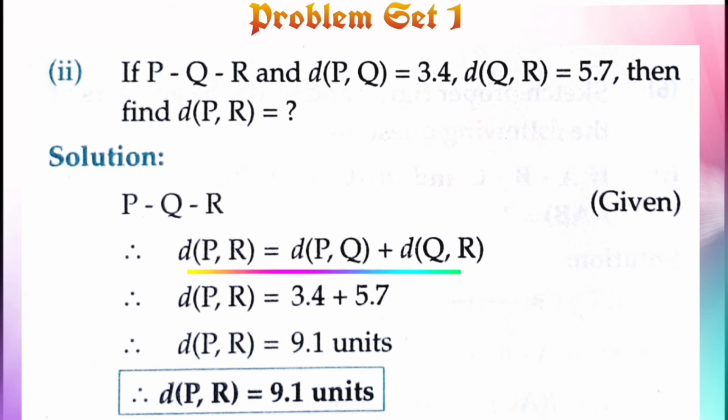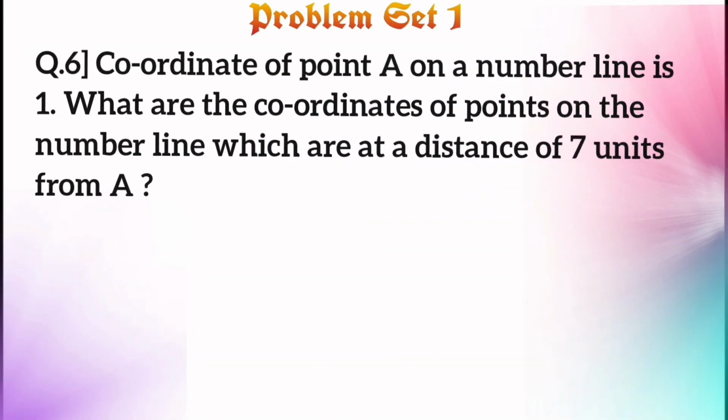Therefore now we will substitute the given data, that is 3.4 and 5.7. So therefore the distance between P and R is equal to 3.4 plus 5.7. So therefore the distance between P and R equals 9.1 units. So question number 5 was very easy. Let's see question number 6.